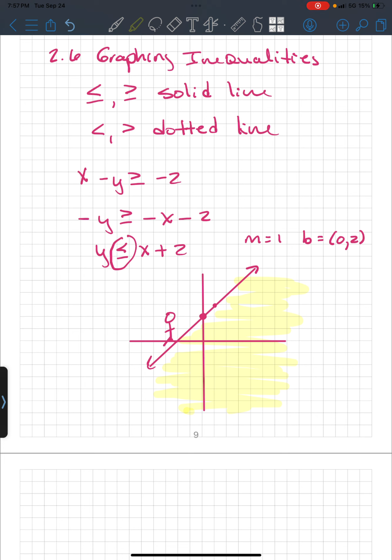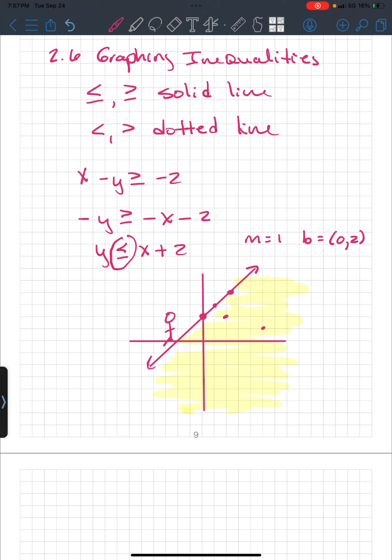So it could be an answer. If I'm asking about this point, yes, that's an answer. If I'm asking about this, yes, that's an answer. Like that is included in this group. If I'm asking about this point, yes, because it's on the line. If that was a dotted line, it would not be an answer.